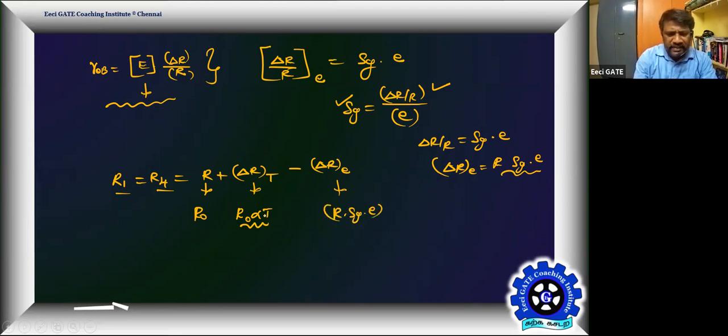So E is given, T is given, alpha is given, gauge factor is given, R is given. R is nothing but your R naught. Yes, you can take this R naught here as well. So this is your R naught. Then if you calculate this, this is given already. What is that? 100 ohm. This we need to calculate.